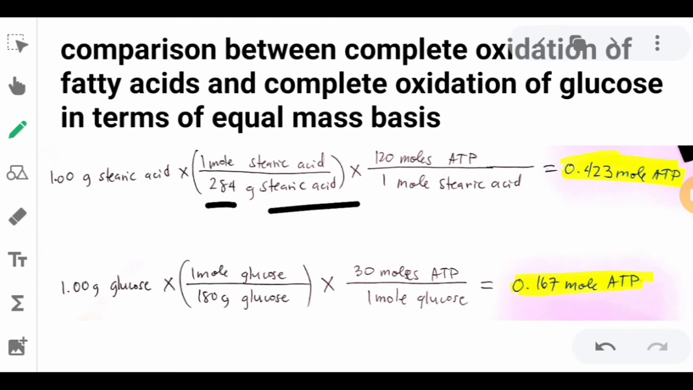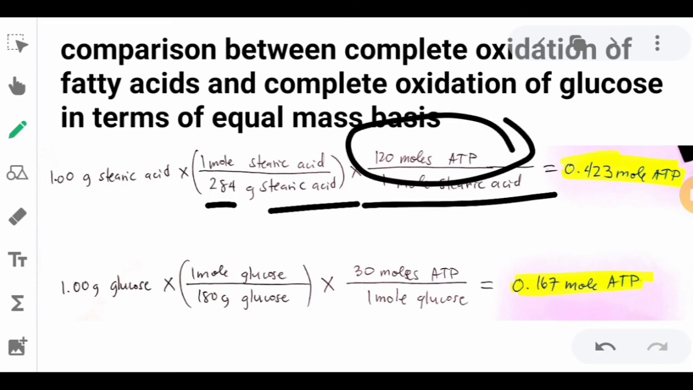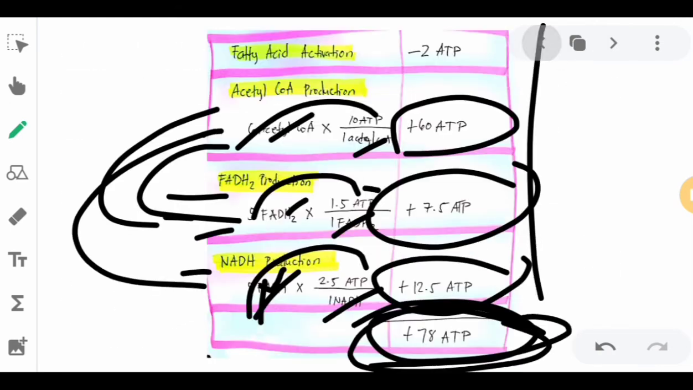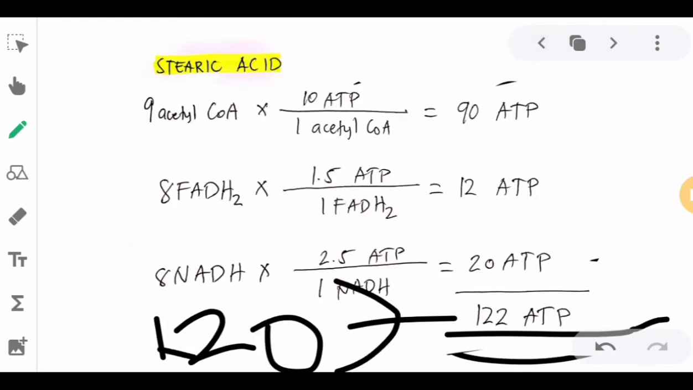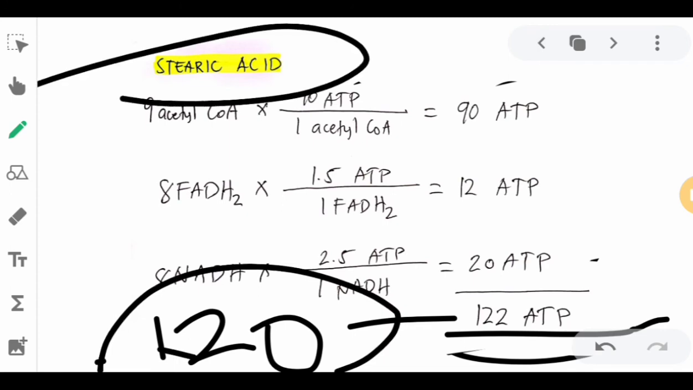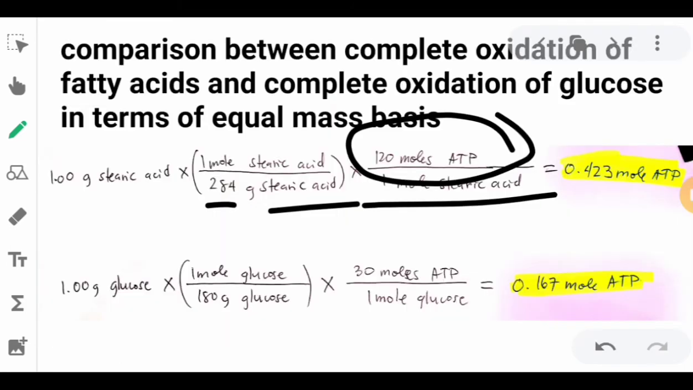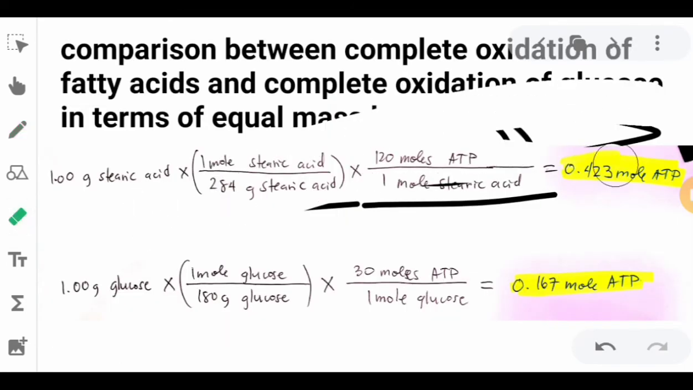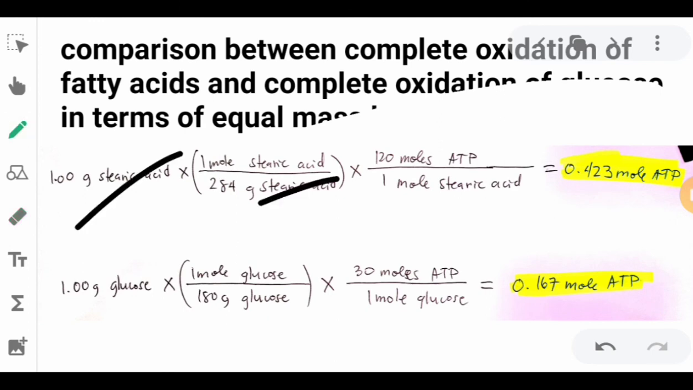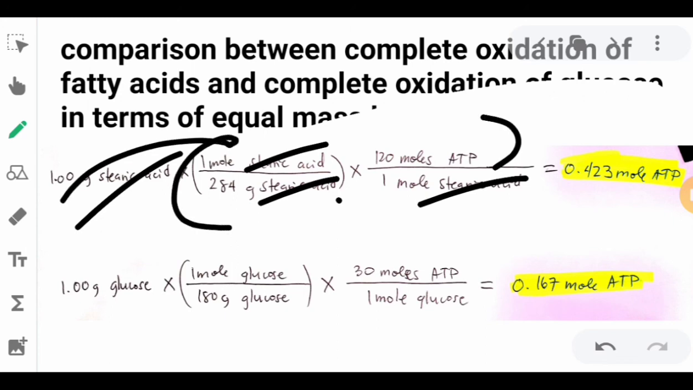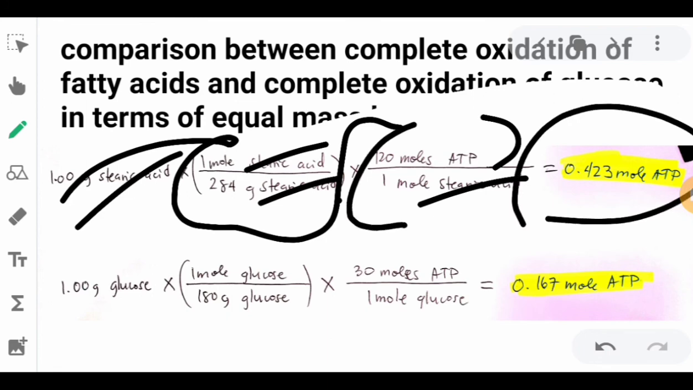And you will convert that into moles of ATP. 1 mole of stearic acid will produce 120 moles of ATP, based on what we computed earlier. Remember that? So, let us proceed here and cancel the units, numerator to denominator, and then numerator to denominator. You will be left with the moles of ATP units. So, if you perform that on the calculator, 1 times 1 divided by 284 times 120 divided by 1, you will have 0.423 moles of ATP in stearic acid.